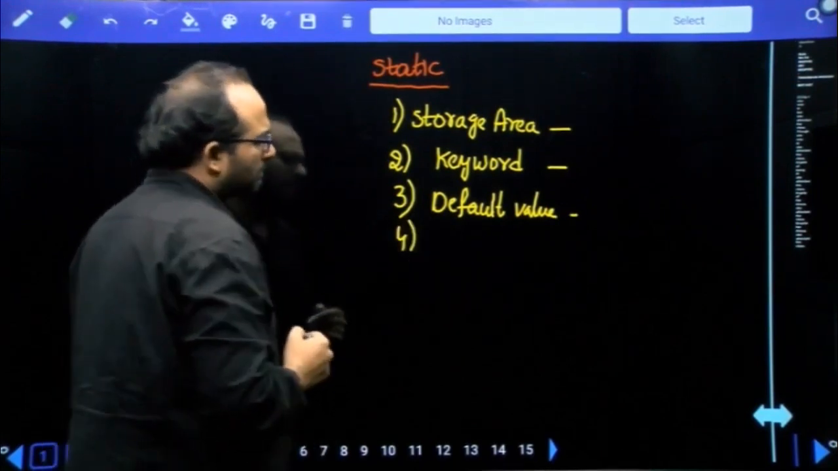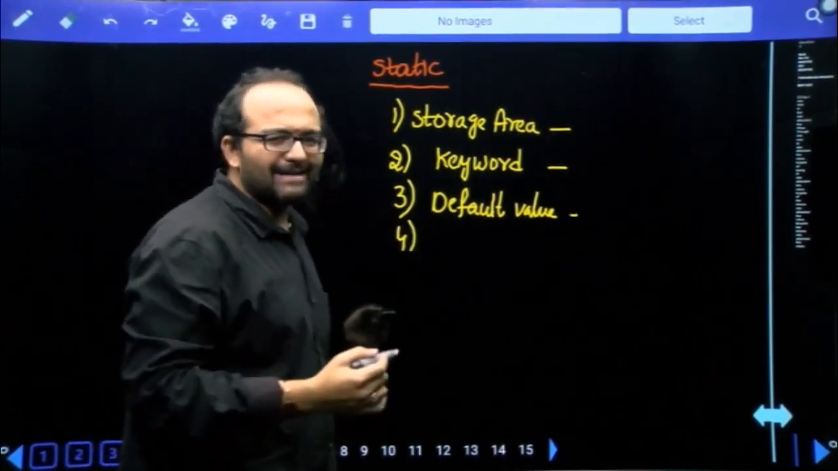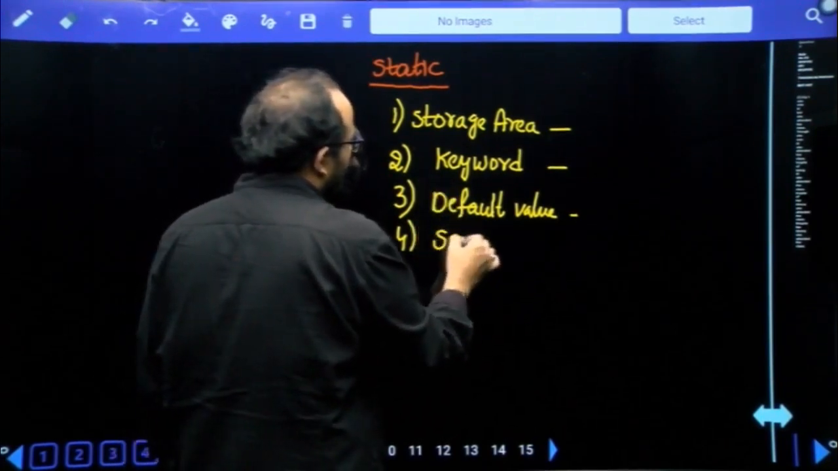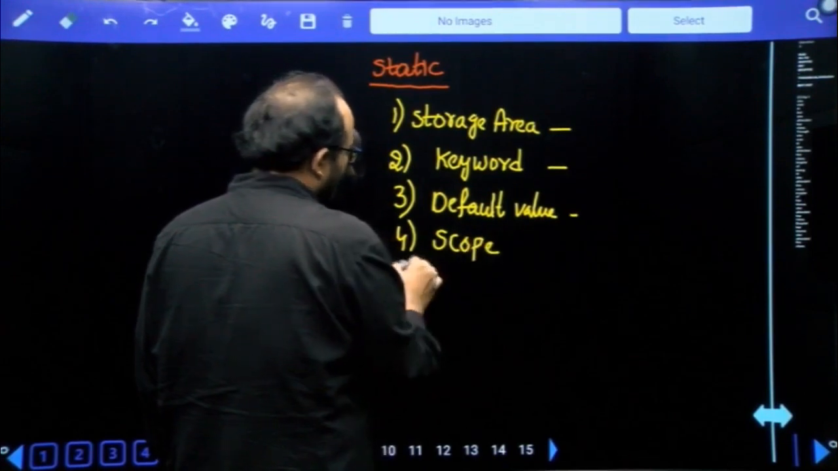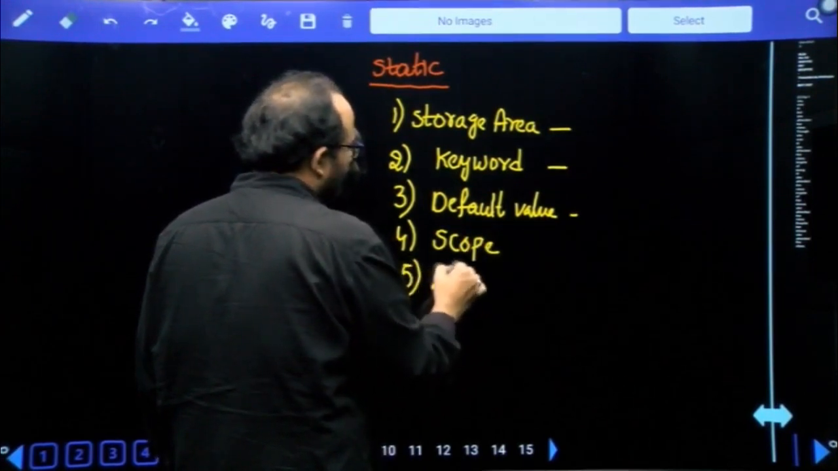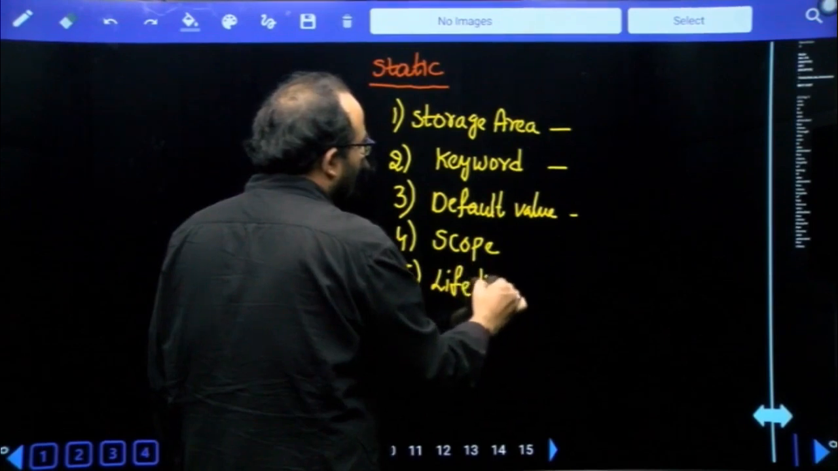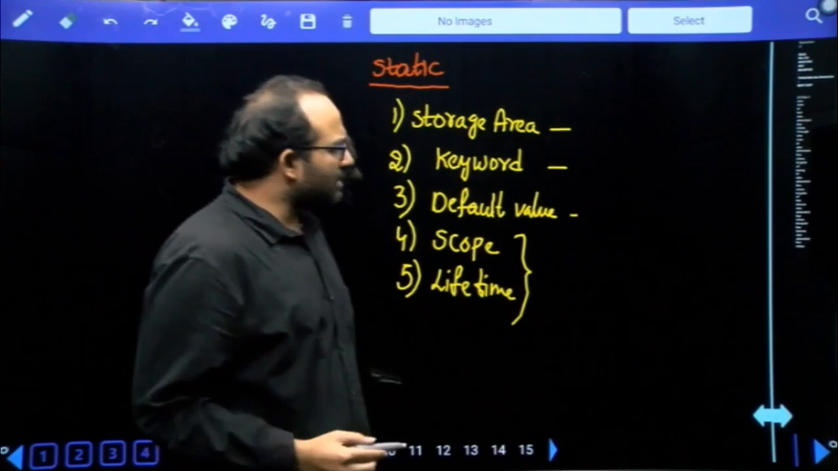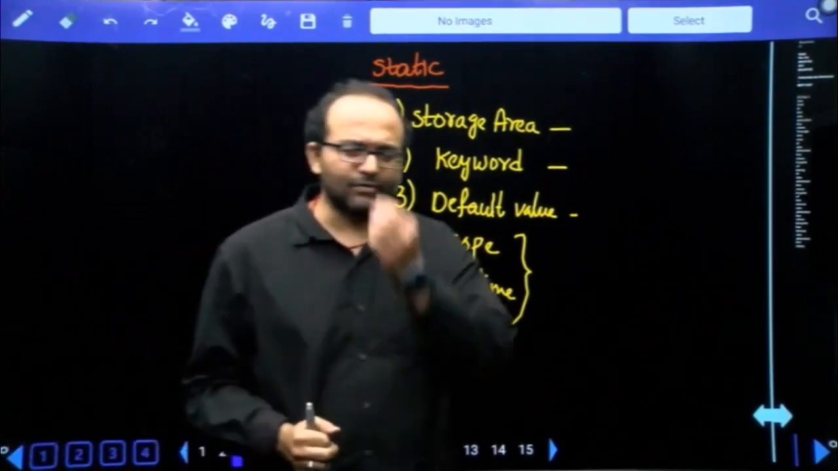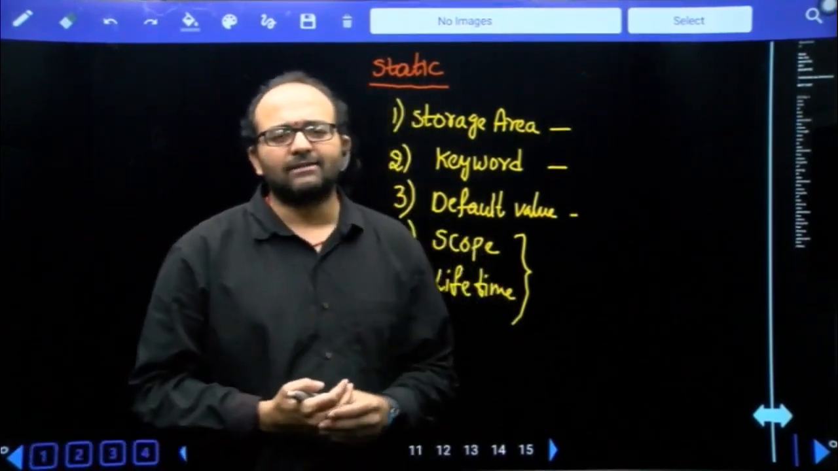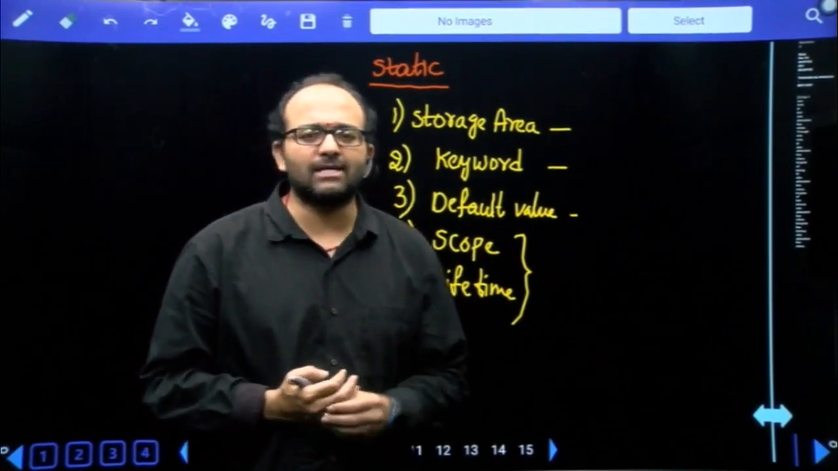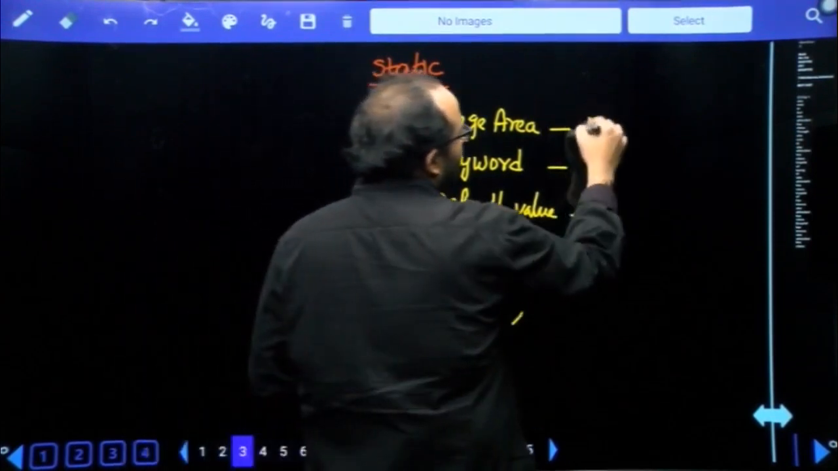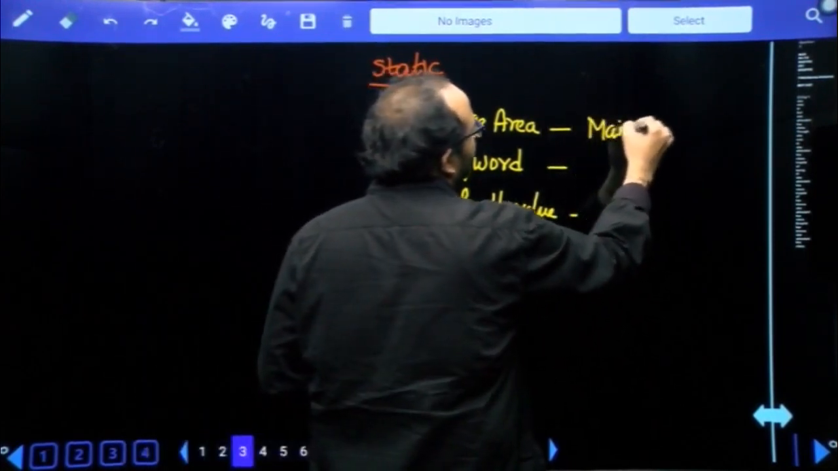And also, what is the scope and lifetime of such variables under static storage class? Okay. So first one is storage area. If you consider static storage class, the variables which are declared under static storage class will be stored in main memory. Okay. So storage area is written as main memory.